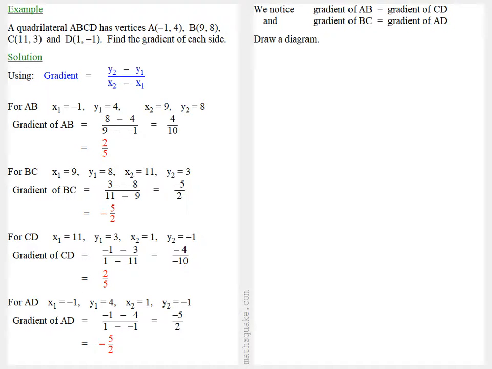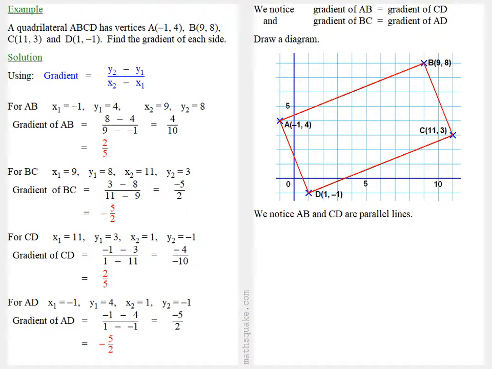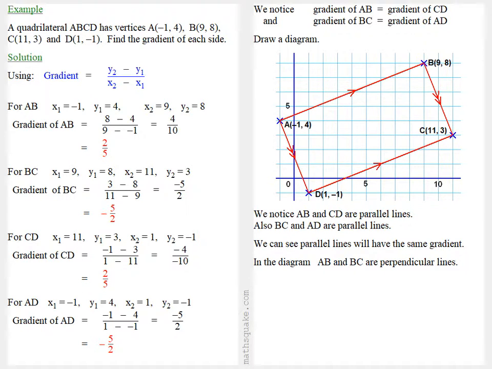If we draw the diagram and mark the points A, B, C, and D, and join the sides, we notice that AB and CD are parallel lines. Also, BC and AD are parallel lines. So we can see that parallel lines will have the same gradient. Also, we note in the diagram AB and BC are perpendicular lines.